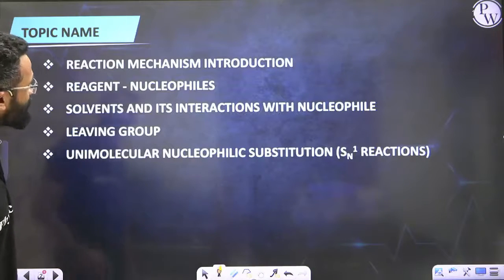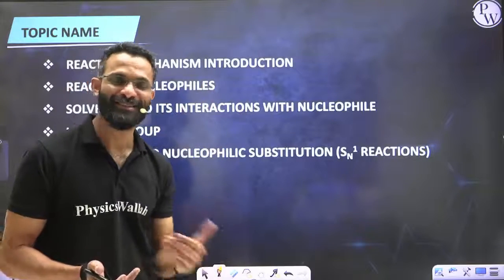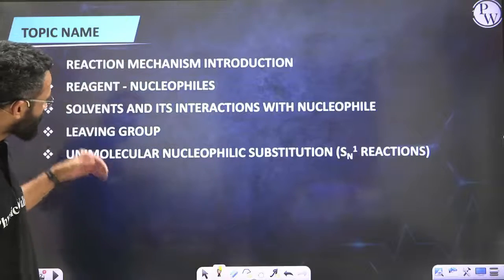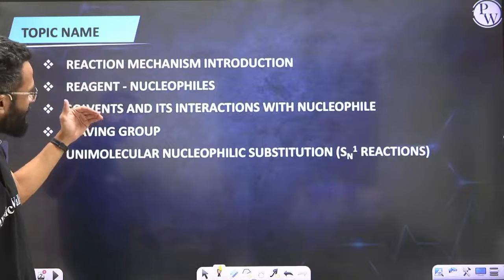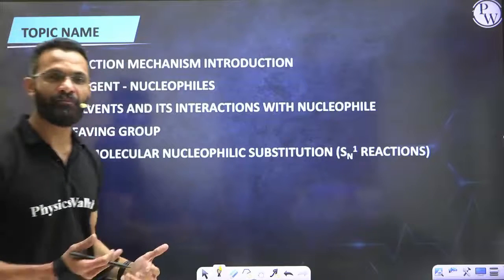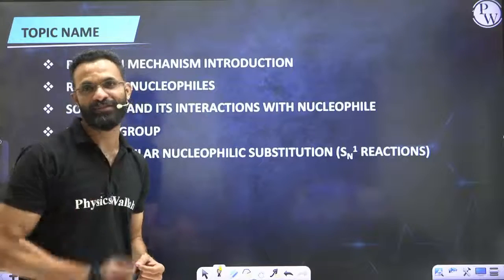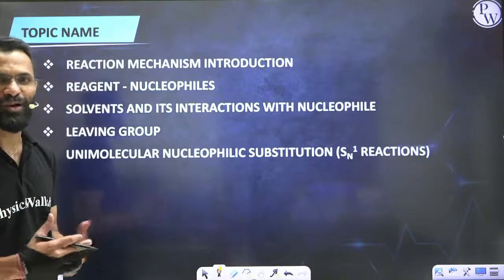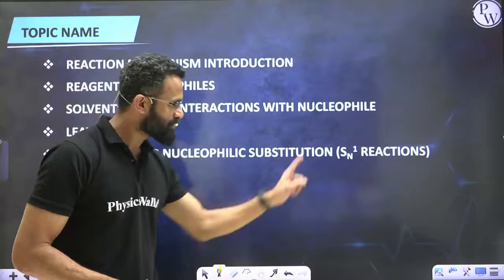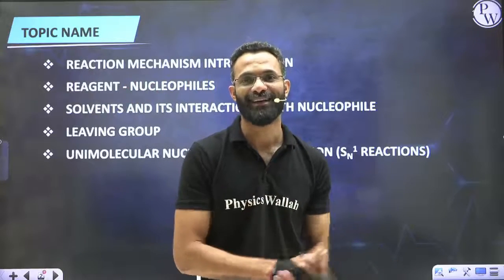Today we'll be discussing the introduction of reaction mechanism, followed by the important reagents such as electrophiles and nucleophiles. We'll brief them first. Then we'll be talking about some important solvents and the interaction of these reagents with the solvents. Followed by another important term that we must understand in order to understand the reaction mechanism, which is the leaving group. Sometimes it is also called a nucleofuge. Then we'll be starting with the actual reaction mechanism. Today, we'll try to cover the unimolecular nucleophilic substitution reactions.